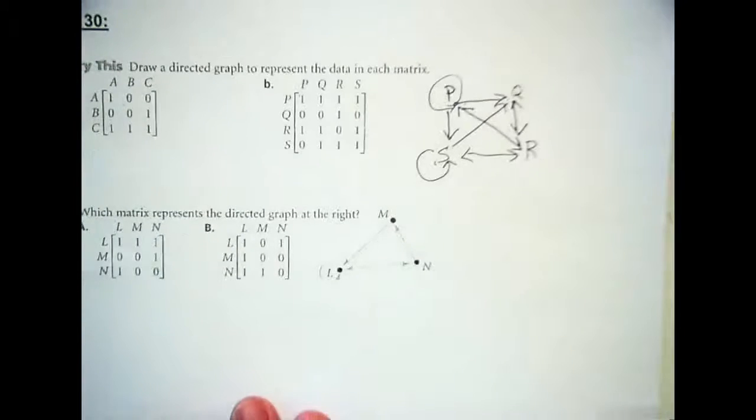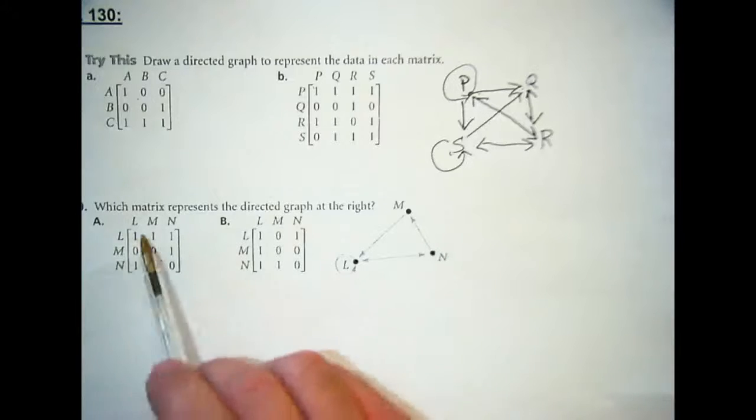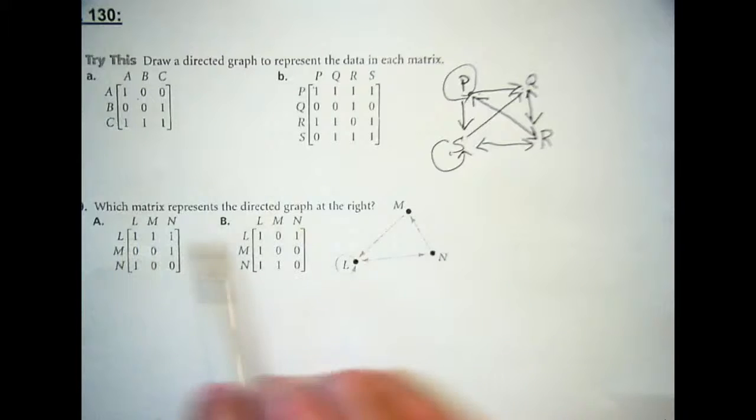So number 9, which one of those matrices does that directed graph represent? Which matrix represents this directed graph? B. Tell your neighbor which one and why. How do you know? Okay, how do we know first? Which one is it? It's letter B.